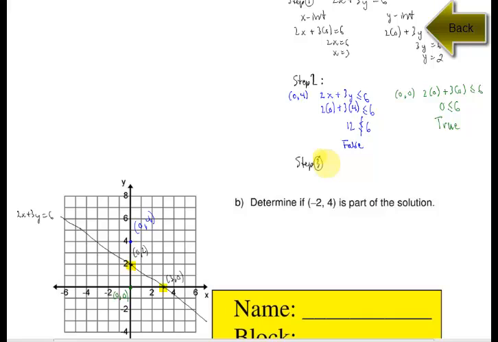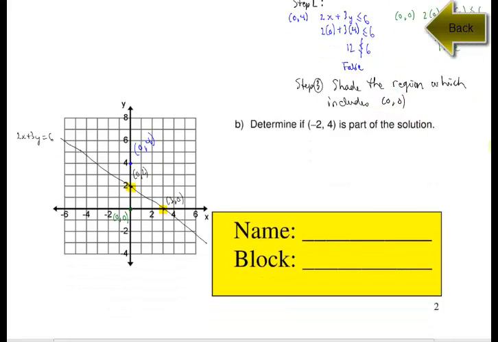That is our step 3, where you are asked to plot the point on the graph and then shade in the half plane where this point is located. So we want to shade the region which includes (0, 0). Okay, so we go to our graph, and our point (0, 0) is right here. That means I want to shade below the line.